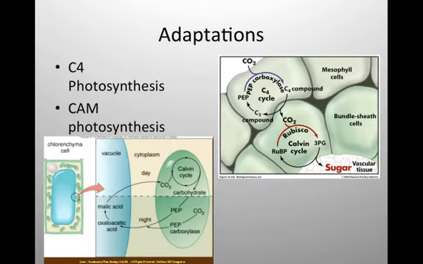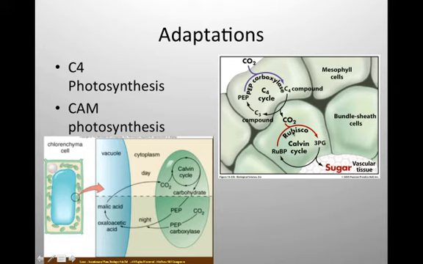Now, a couple really cool adaptations. One of them called C4 photosynthesis, and one called crassulacean acid metabolism. But basically, in C4 photosynthesis, carbon dioxide is bound to an organic molecule called phosphoenolpyruvate, which you've heard before as well. It is sequestered into a 4-carbon compound and then released into another cell called the bundle sheath cell, whereby carbon dioxide can bind to RuBisCo.